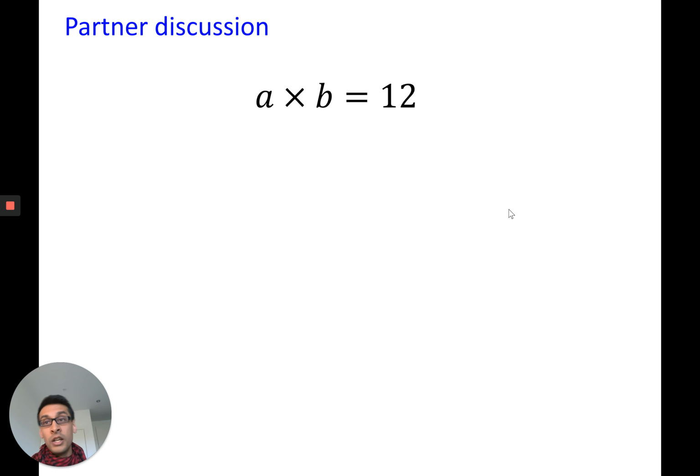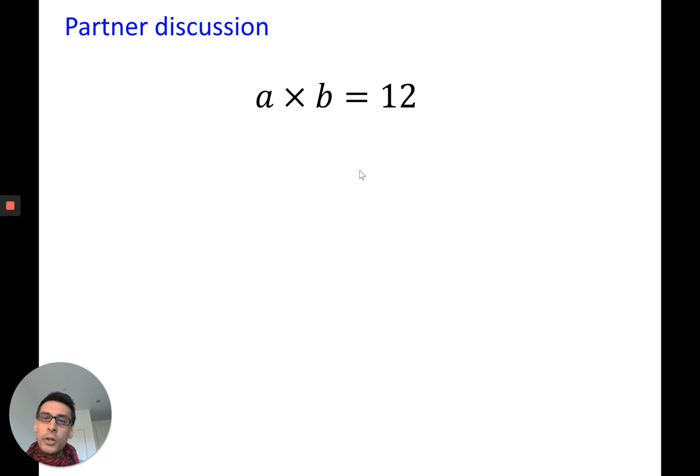Partner discussion. You can maybe talk to a teddy bear or maybe your sibling or something like that. If I told you that a times b is 12, what could a and b be? What values could they have? So pause the video, come up with at least 2 answers to that. Bonus points for being creative with that.